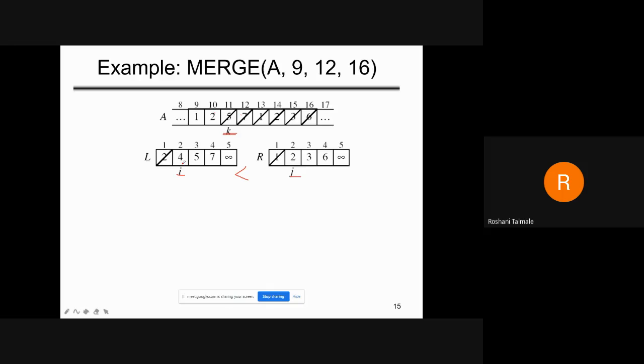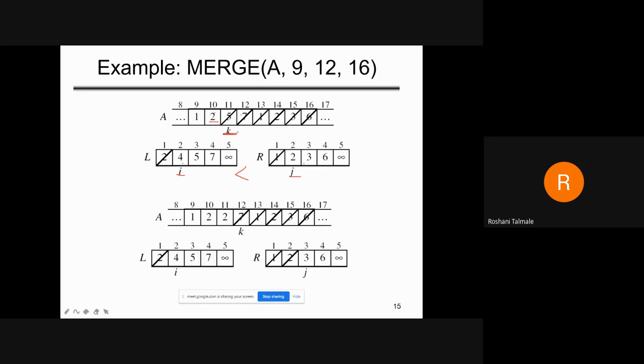Okay, so again 4 will compare with the 2. 2 is less, so I will keep 2 here. Then I will increment for the third iteration. I will move the K, and similarly I will move I and J also. I will cross it accordingly, and in the same fashion it will continue. Every time I will compare with J, and as per the smaller and greater value, it will be placed into the array A.